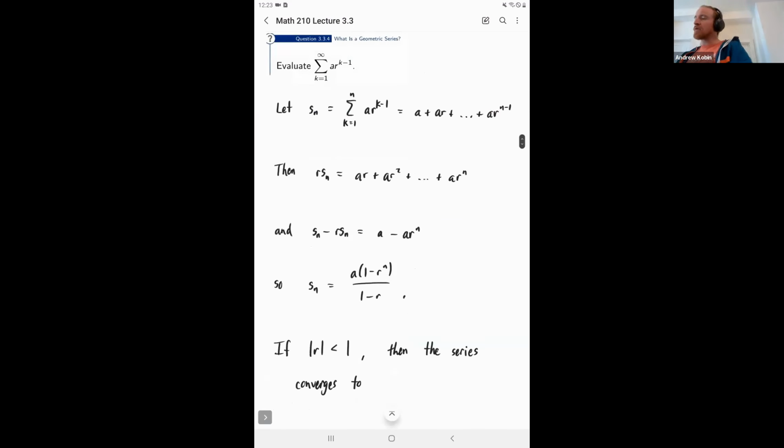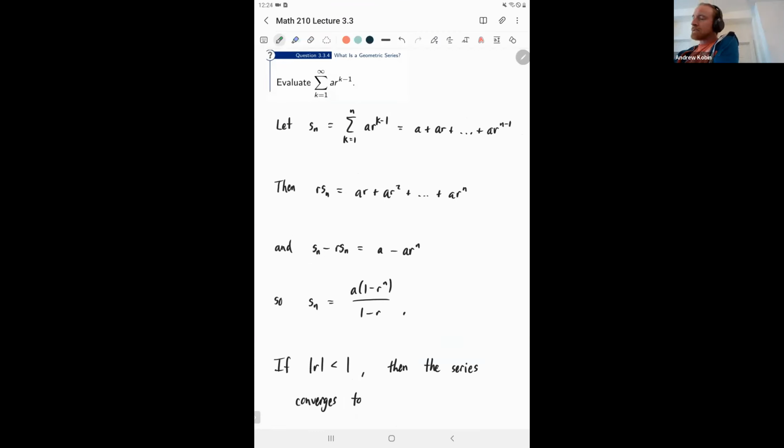So to start, I wrote out a few things that I'll just gesture at to speed things up a bit. So let's write down what the nth partial sum of this series looks like. The nth partial sum, again, is start at the first term of the sequence, but stop after only n terms. And this written out term by term looks like a plus ar plus ar squared all the way up to ar to the n minus 1.